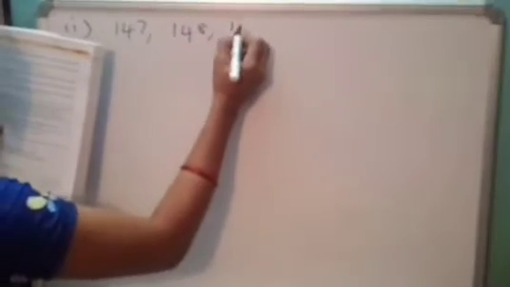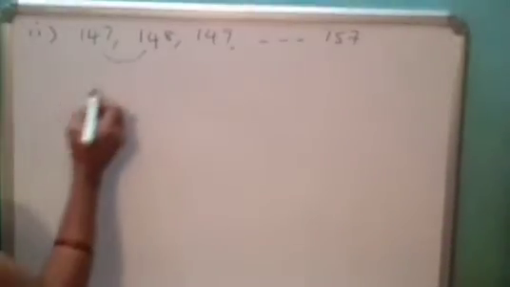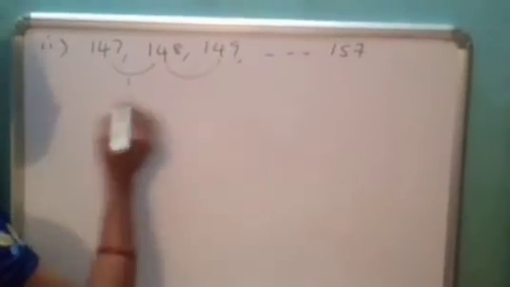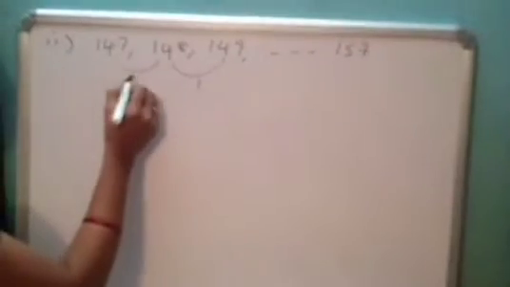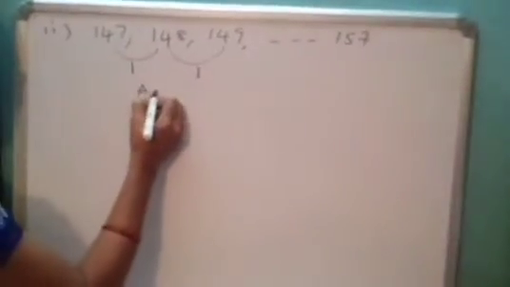First one: heights in centimeters of some students of a school standing in a queue in the morning assembly are 147, 148, 149 and so on up to 157. The common difference between two consecutive terms is 1. The difference is the same, so this sequence is called an arithmetic progression.